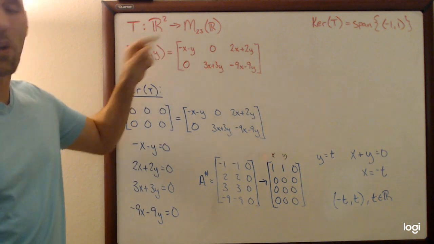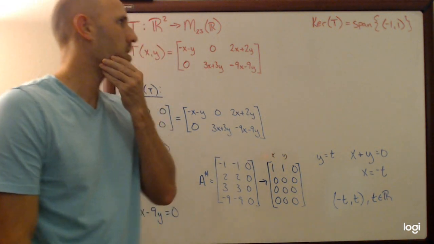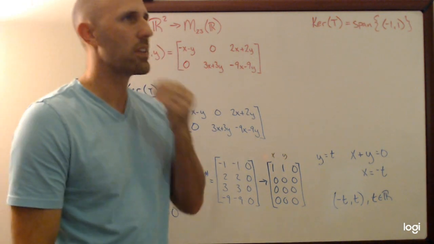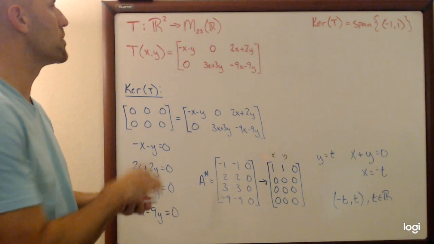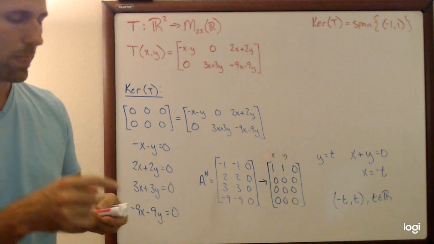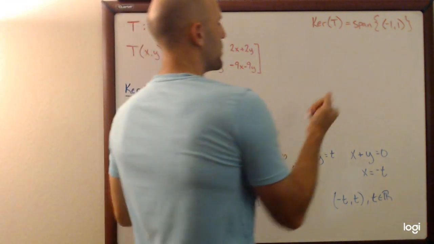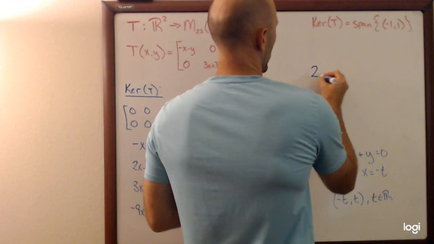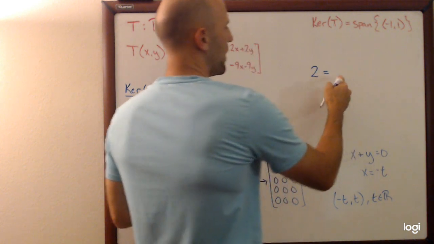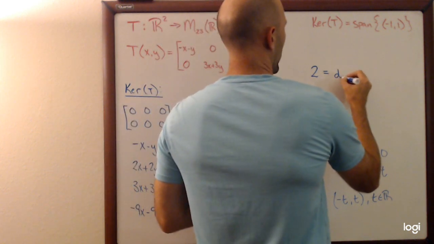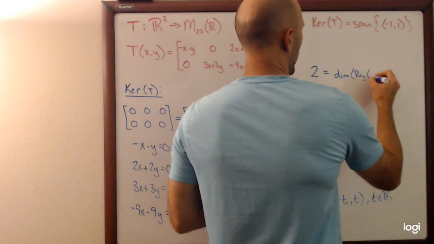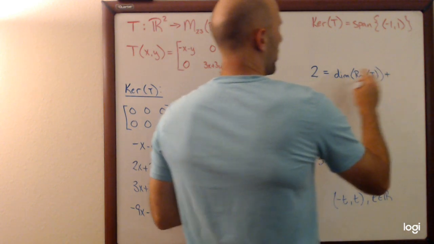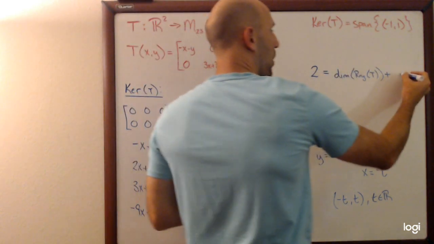That's not all of R2, is it? No, no. And so let's think about our rank-nullity theorem here. We know that the dimension of my domain is 2. And that's got to be equal to the dimension of the range, which I don't know, plus the dimension of the kernel, which I do know, which is 1.